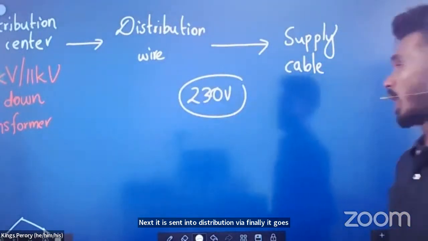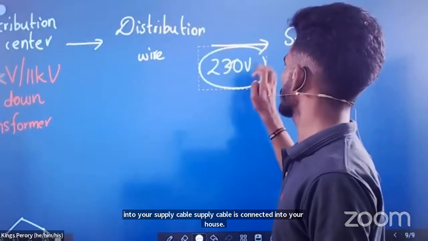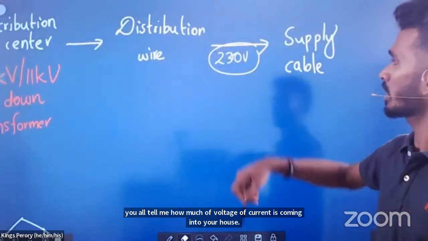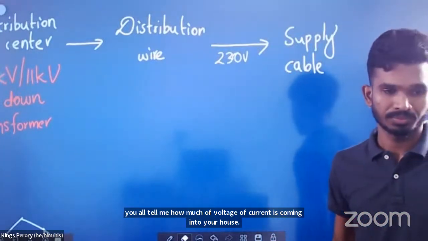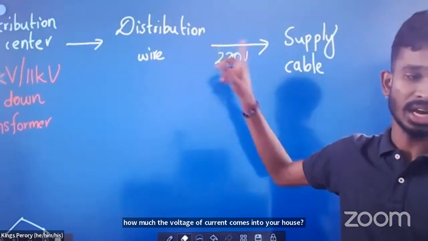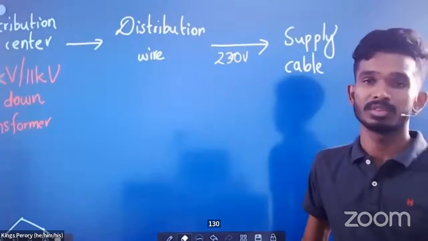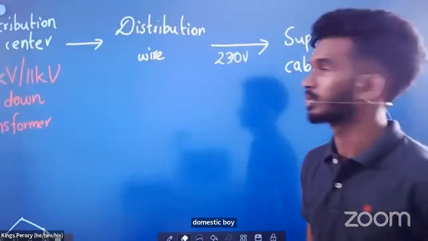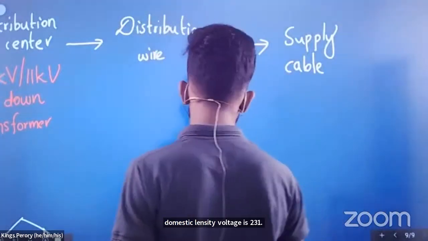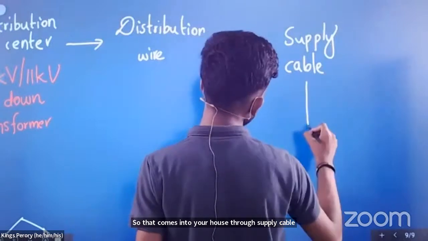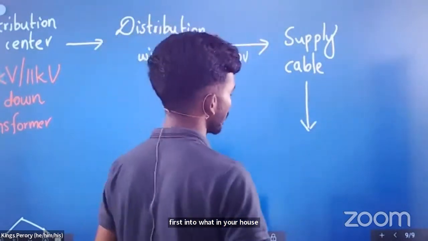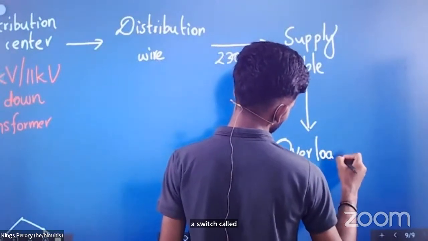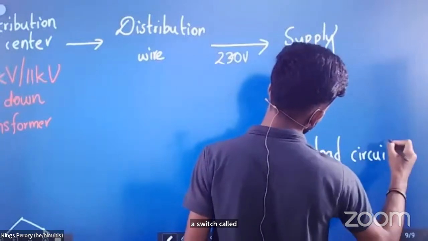So you all tell me, how much voltage of current comes into your house? 230 volts, because finally it comes down to 230 volt. In Sri Lanka, domestic electricity voltage is 230 volt. So that comes into your house through the supply cable. First, into what in your house? The supply cable is first connected to a switch called the overload circuit breaker.